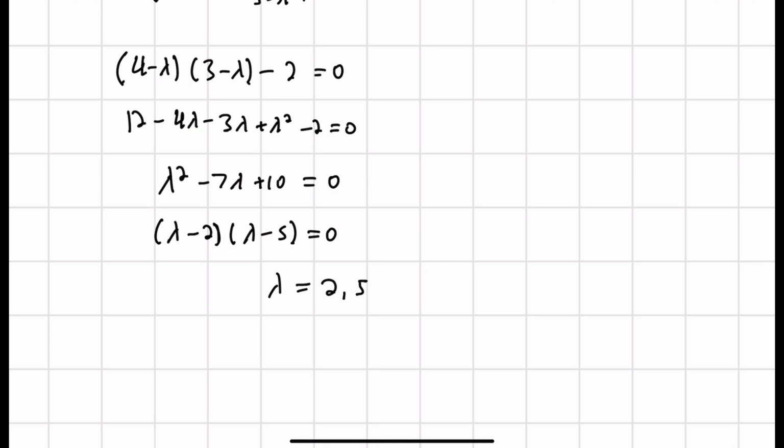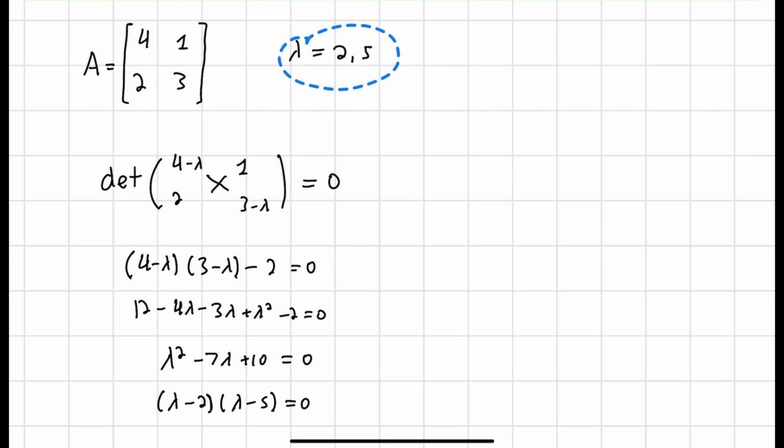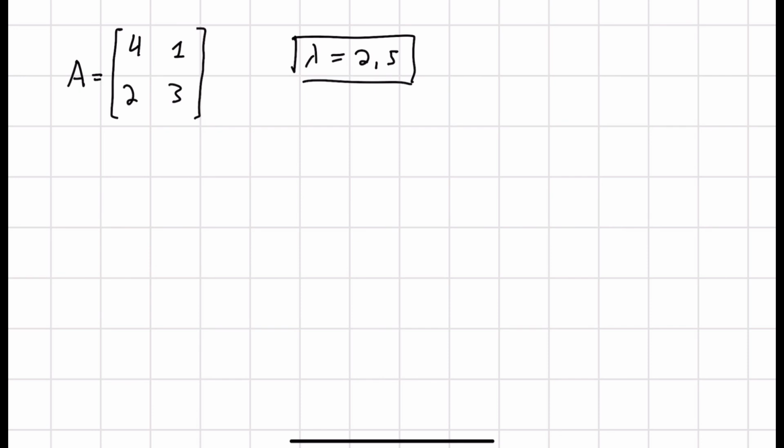So lambda is representing our eigenvalues. So our eigenvalues for matrix A are 2 and 5. After we found our eigenvalues, we could find our eigenvectors. So let's find our eigenvectors for the eigenvalue 2.